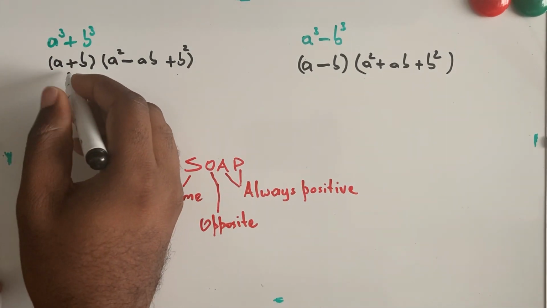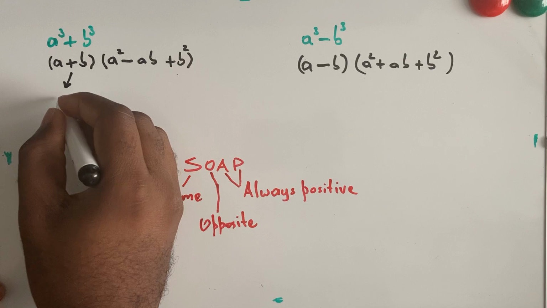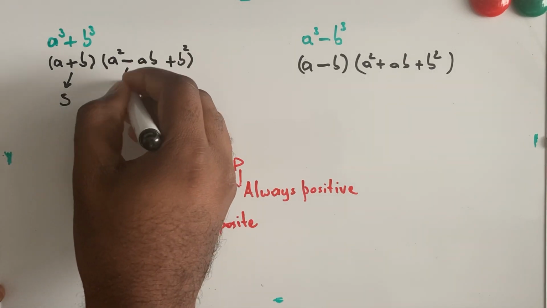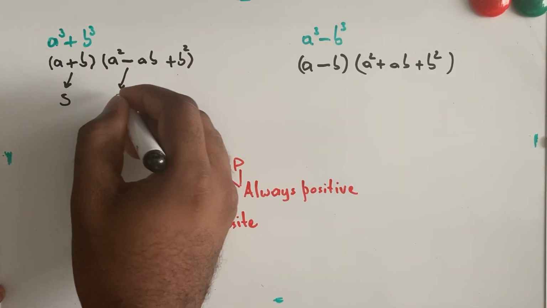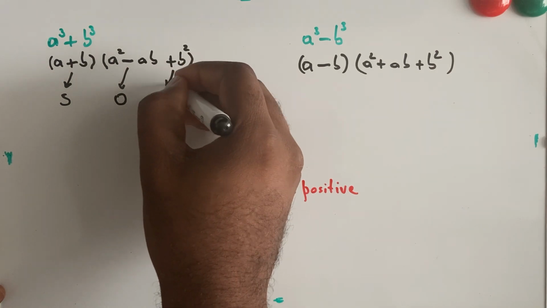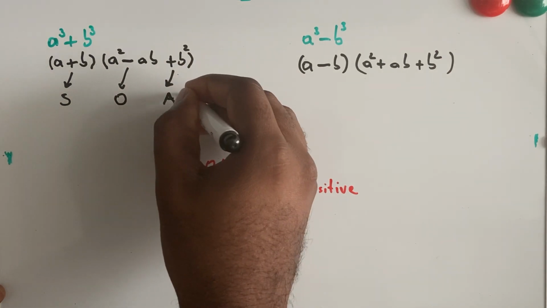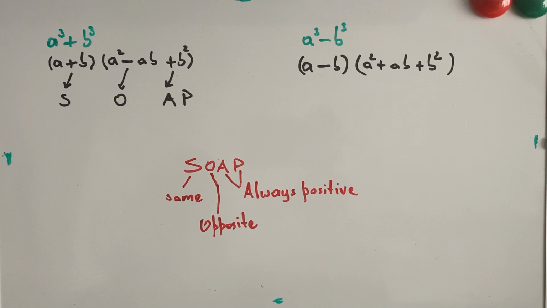Same, opposite, always positive. Okay, same, opposite, always positive. Just a quicker, easier way to memorize them. Okay, so this is how you factor sum and difference of cubes. Okay, let's solve some examples here.